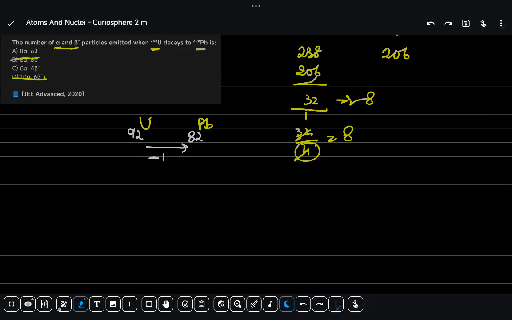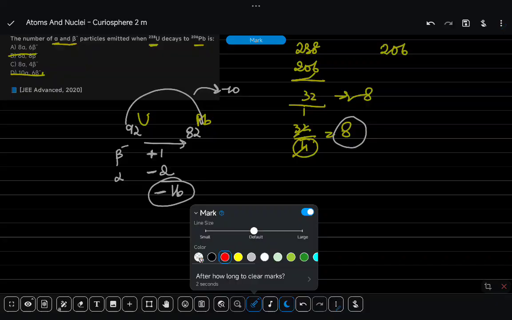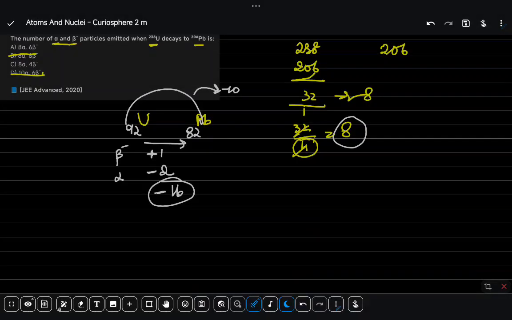Not only beta minus, alpha particles also contribute to the change in atomic number. Beta minus increases it by 1, while alpha decreases the atomic number by 2. You got that? You remember? We found out there are 8 alpha particles, so the decrease will be minus 16. But the actual reduction in atomic number is minus 10, while alpha particles alone give a decrease of minus 16.